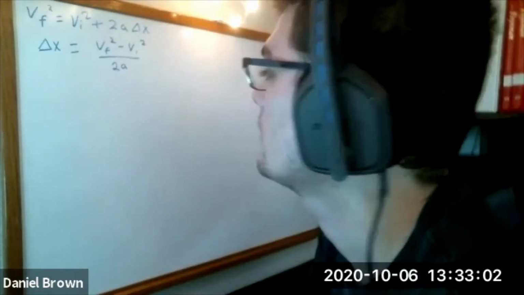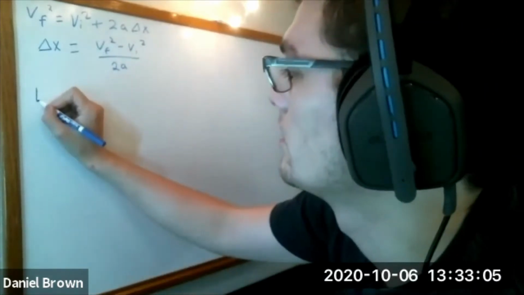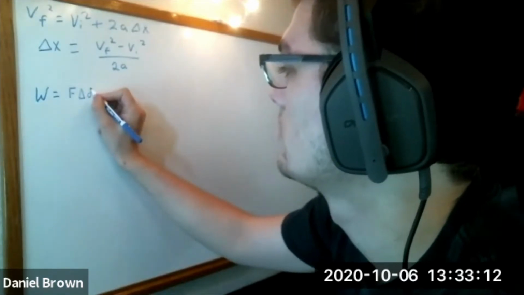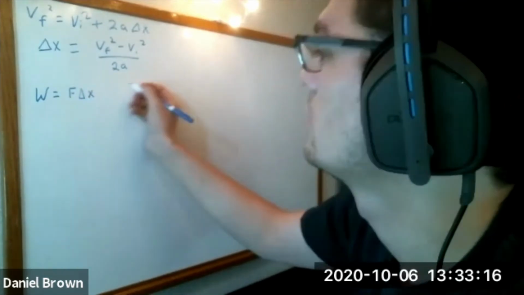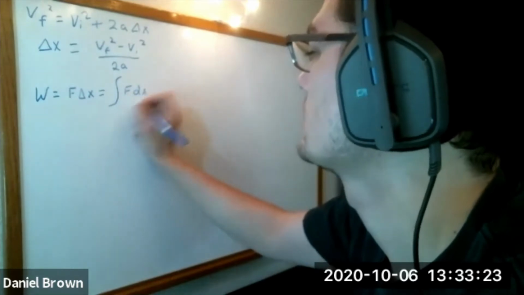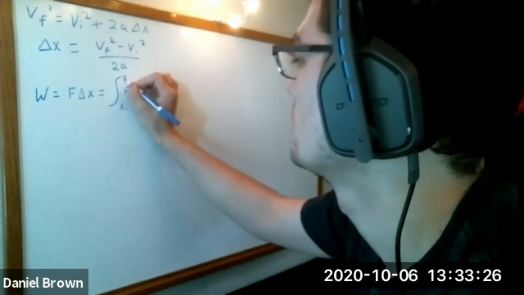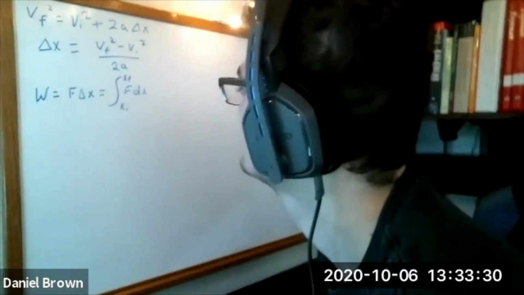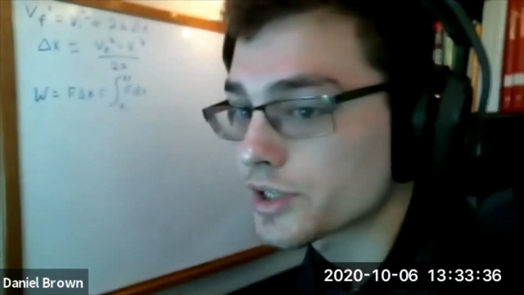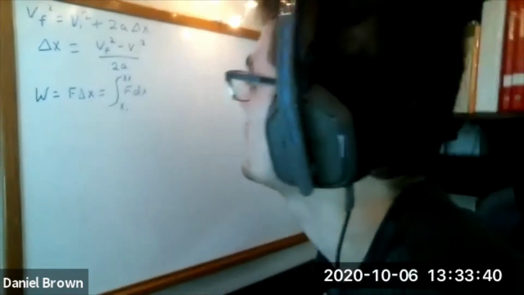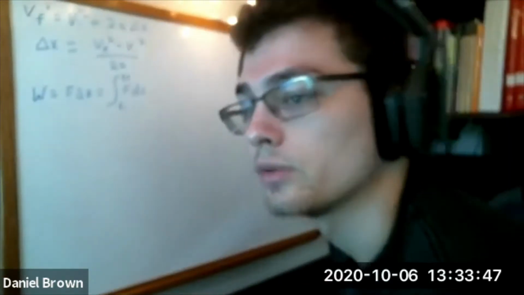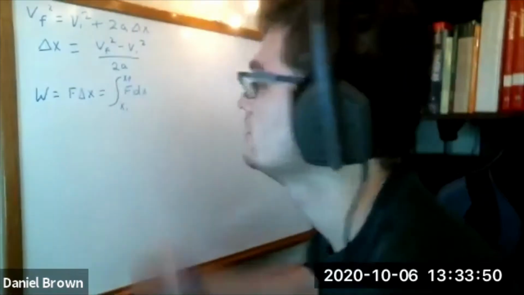Okay, so now that that's done, we know that our equation for work is going to be equal to F times delta x, or in integral form, this will be equal to the integral of F dx from xi to xf. Okay, so if we know what F is, and F is just equal to ma, and we know what delta x is, well, we can just plug those two in, and then we can derive the work energy theorem from there. So let's do that.